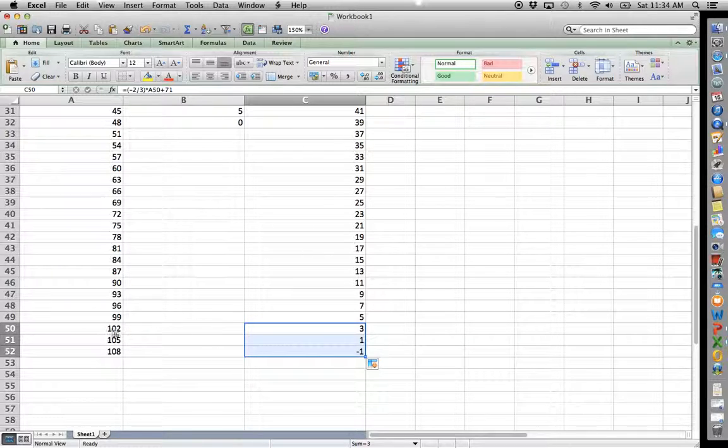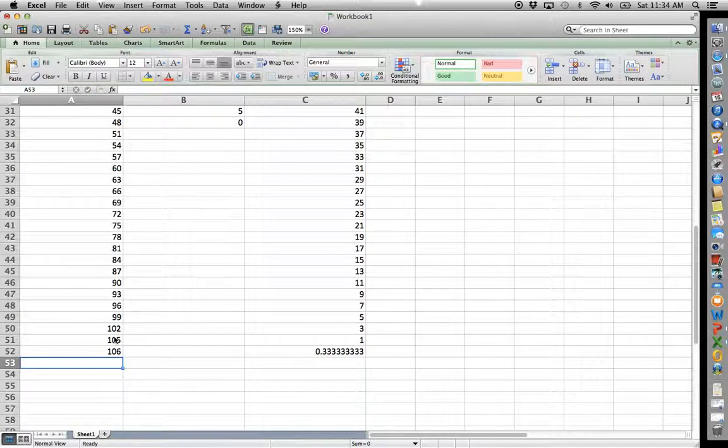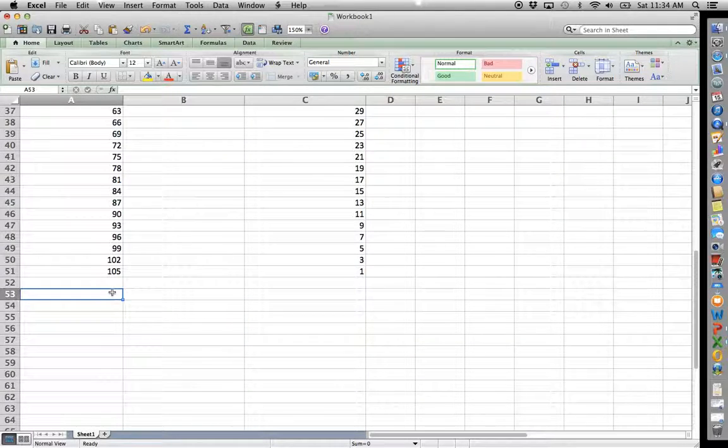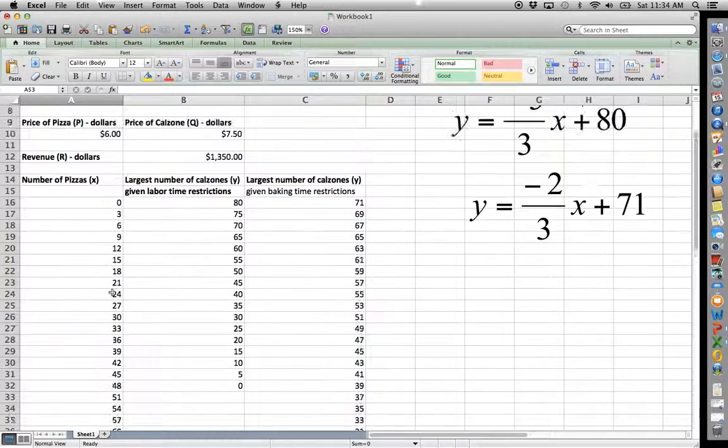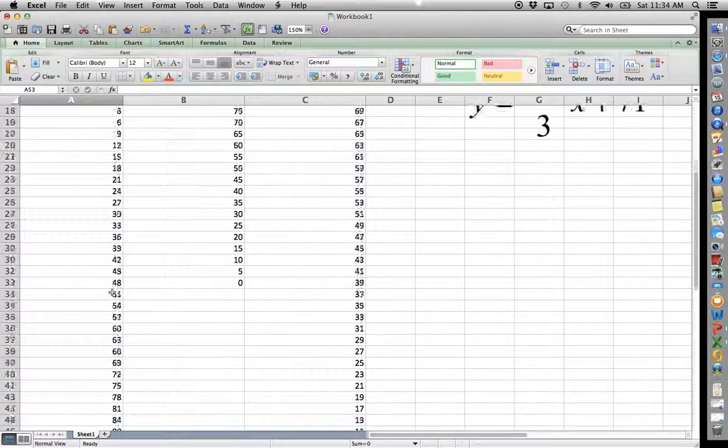So the domain for this function could get negative. In fact, if we do 106, I think, oh, that 106 is fine. We can't do a third, though. And 107 would be negative. So yes, 105 is the most we can produce. And so the domain for this function is from 0 to 105, and the range is from 71 to 1. And this is as far as we're going to go.